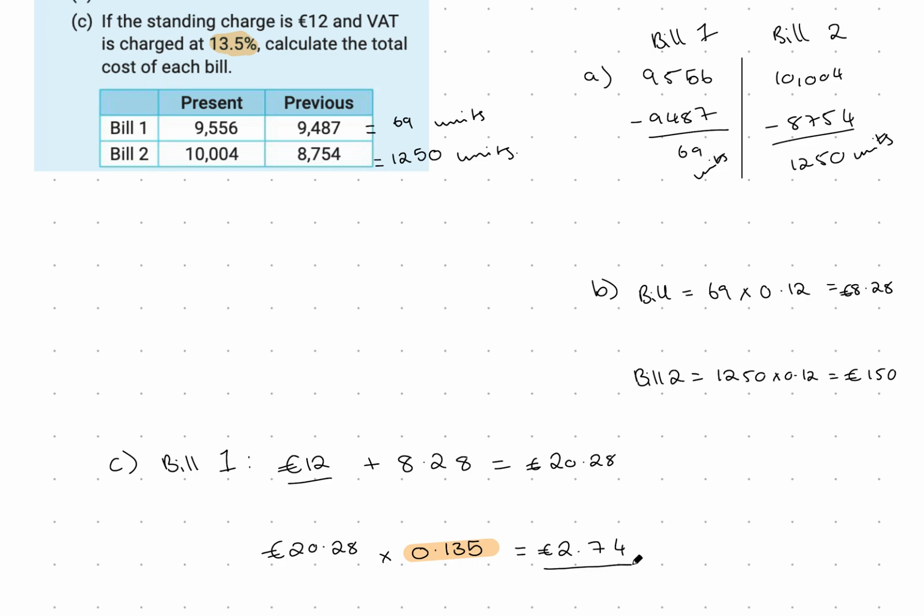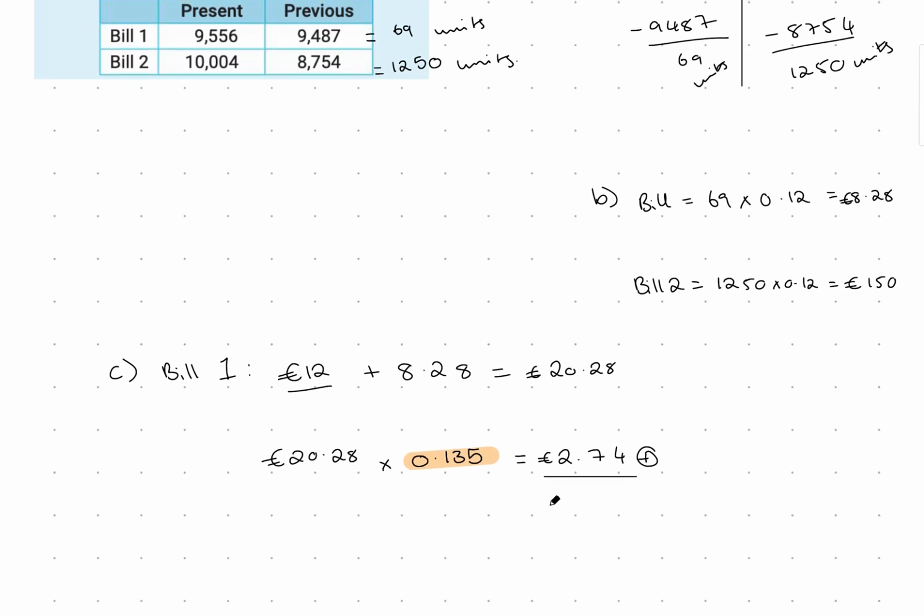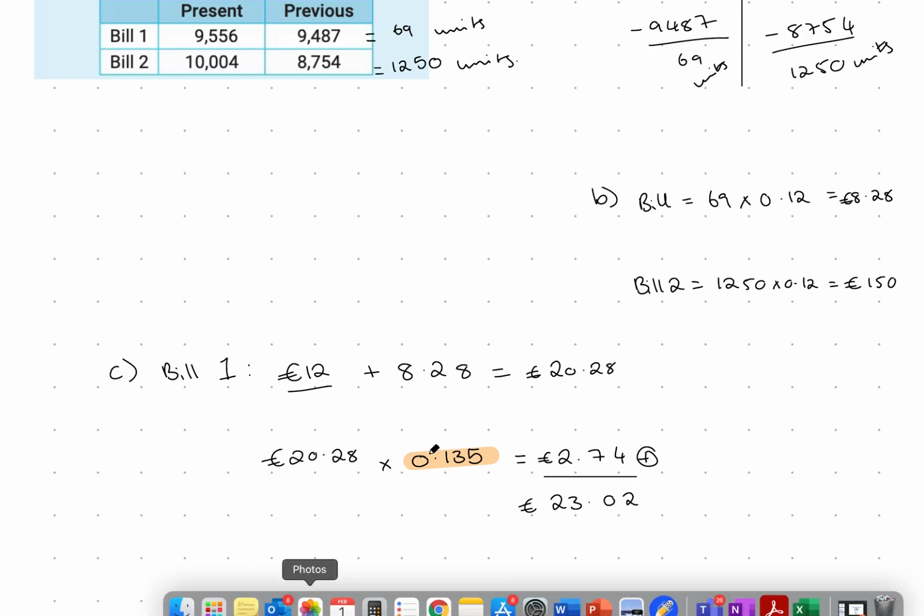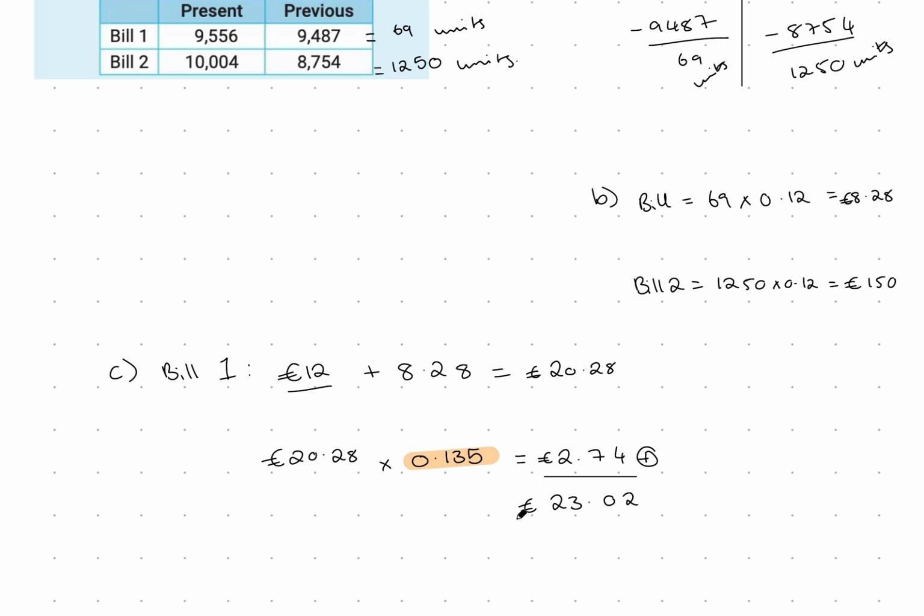And remember from our calculations on VAT before, what we're going to do is add that on. So when I add that to 20.28 for the first bill here, I'm going to get 23.02 euro. So there's bill number 1 sorted out. So for bill number 2, what you can do right now is pause the video, do the calculation on your own, and see if you get the same answer.